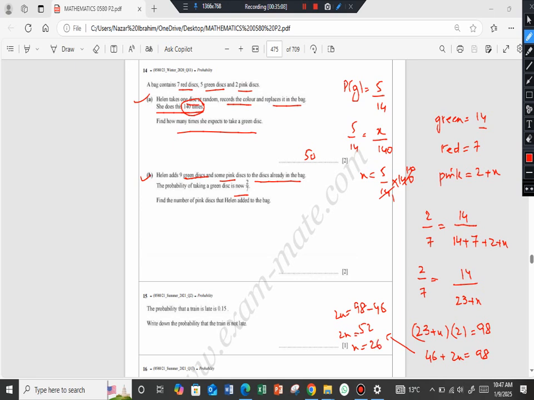So x is the number of pink discs which are added, right? The total pink discs now are 2 plus x, which equals 2 plus 26. But we just wanted to find the number of pink discs that had been added to the bag. So the added discs are 26. Clear? Okay, let's move further.